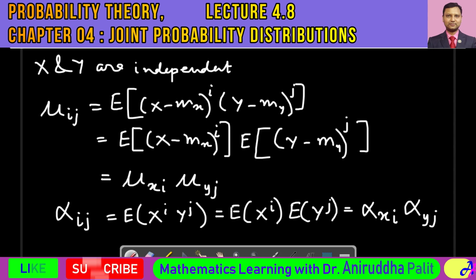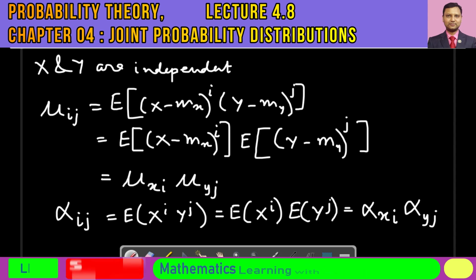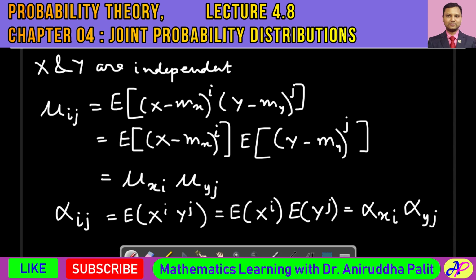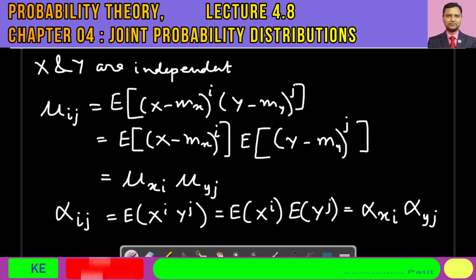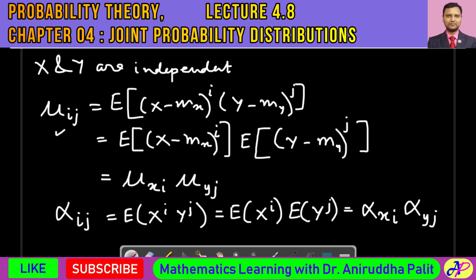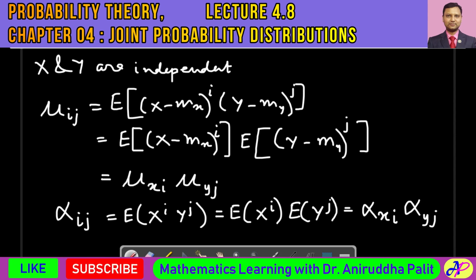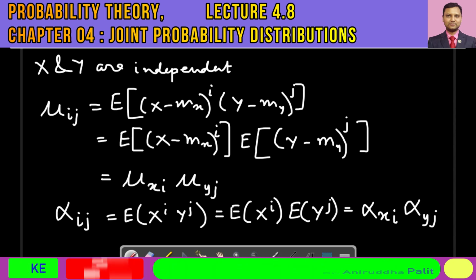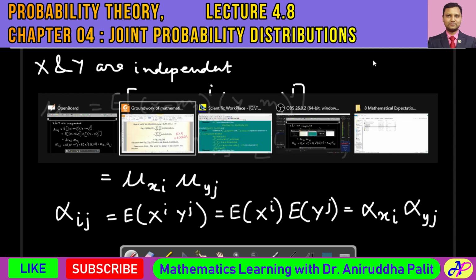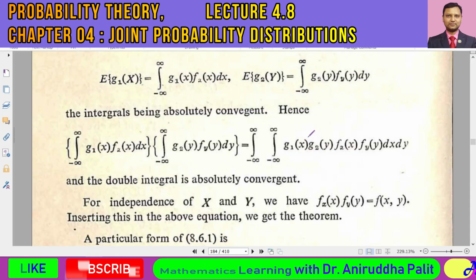Okay, so in this way we can obtain different relationships involving central and raw moments. All right. Now we are going to continue this discussion by defining what is called the characteristic function. What is this characteristic function?